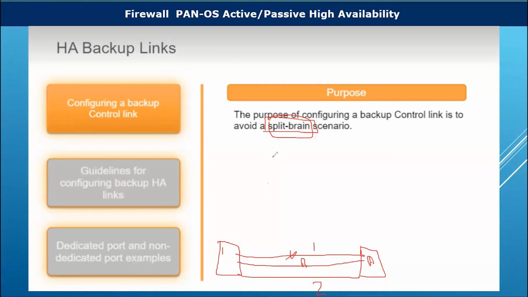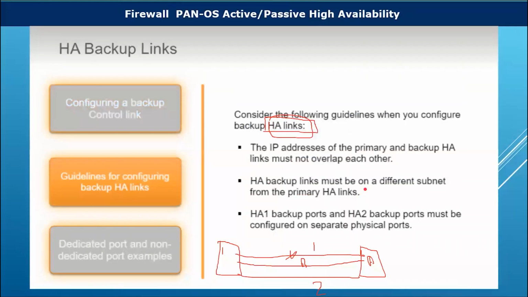So now, second thing. Guys, here is the guideline to configure the backup HA link. How will we configure the backup HA link? So the guideline is for that. The IP addresses of the primary and backup HA link must not overlap with each other. It means on your HA1 link and backup link, on both sides, we have to use a separate subnet. We cannot use the same subnet. So the HA backup link must be on a different subnet, right?